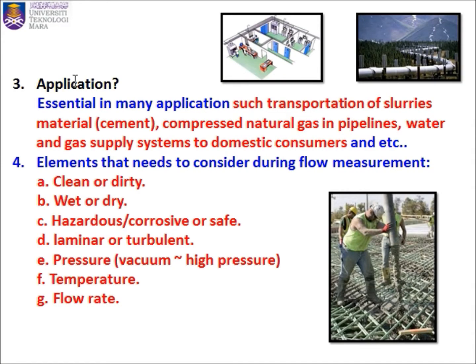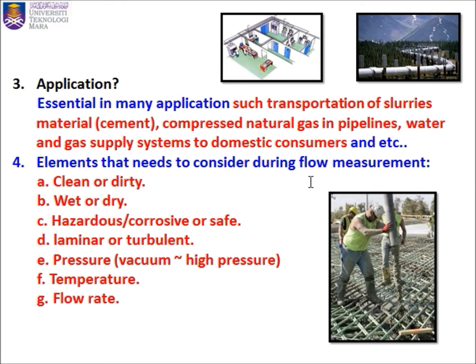Next, we move to application. Application of flow measurement. It is essential in many applications such as transportation of slurries, materials or cement. For example cement, if you want to transport cement, there is piping for cement in the factory or at the construction site, you have to decide whether it flows in laminar or turbulent flow. And then compressed natural gas in pipelines, water and gas supply systems to domestic customers, and so on.